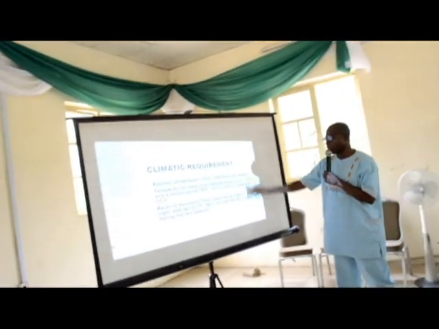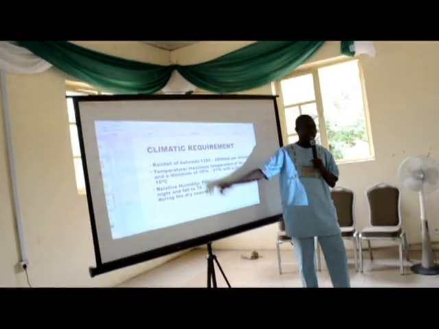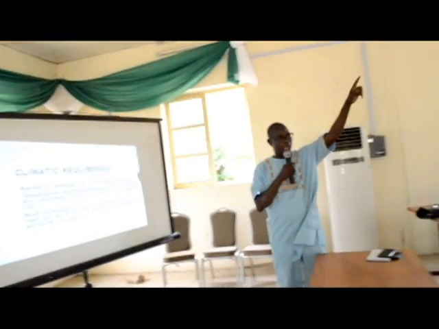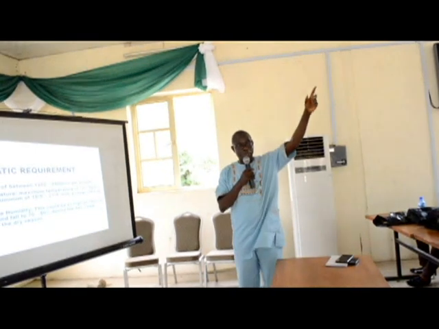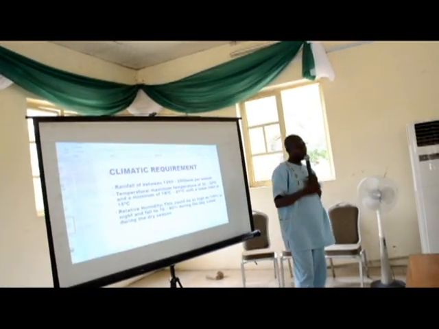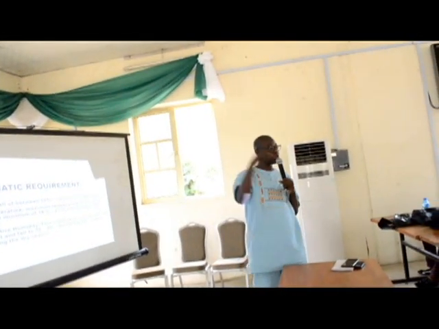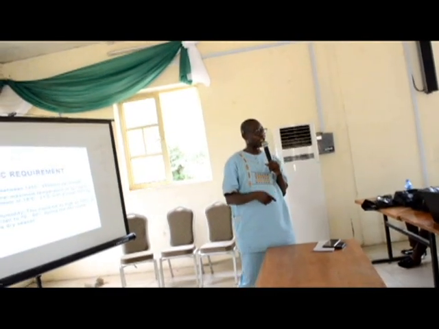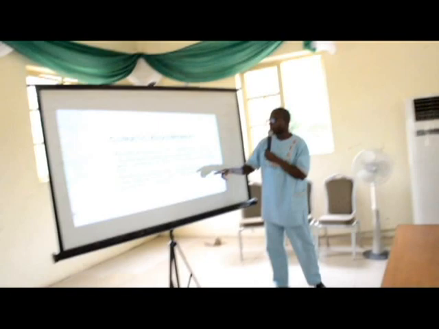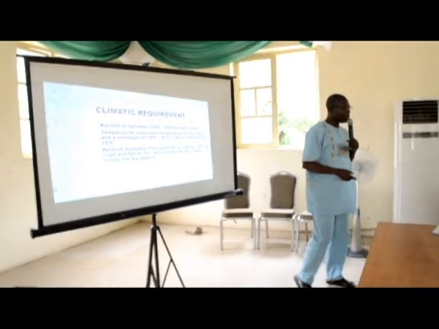The climatic requirement. This is the minimum rainfall required for cocoa. So if you are saying you want to go and plant cocoa in a place where you cannot get up to this amount of rainfall, it's an exercise in futility, except you want to supply additional water, otherwise you run into a problem. The temperature is also given here, and the relative humidity. Let's move on.